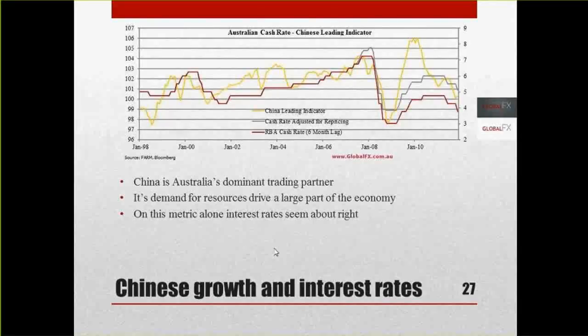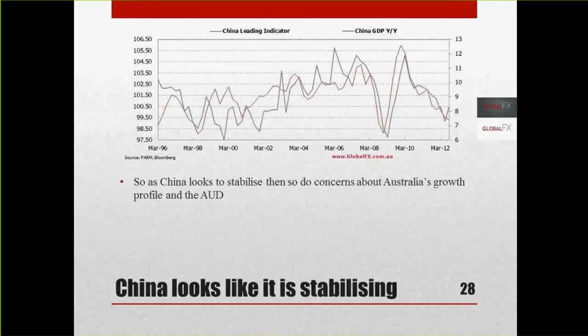It's baked in the cake, as they say. So it's hard to knock the Aussie down on that basis at all. So I think that's really important. And if we talk about where China's going, you would have all seen the HSBC PMI, you would have seen the standard PMI, and it does look like China is basing.